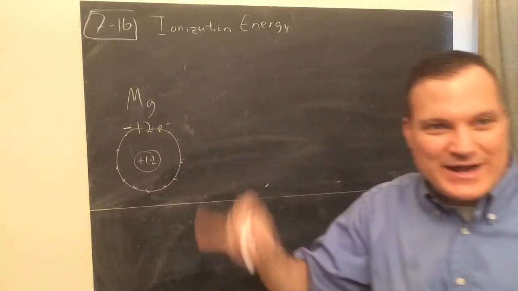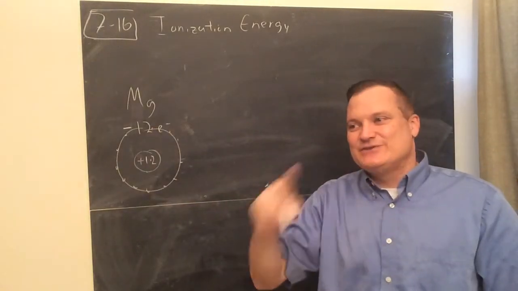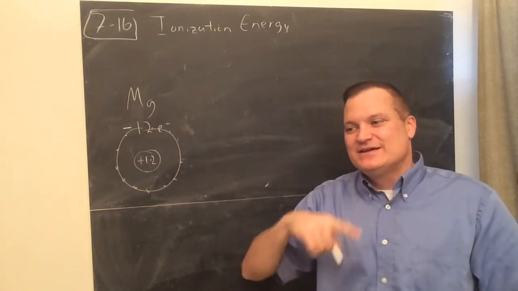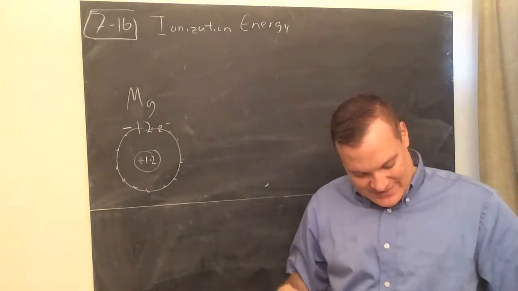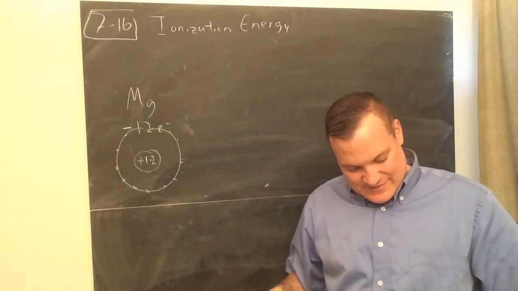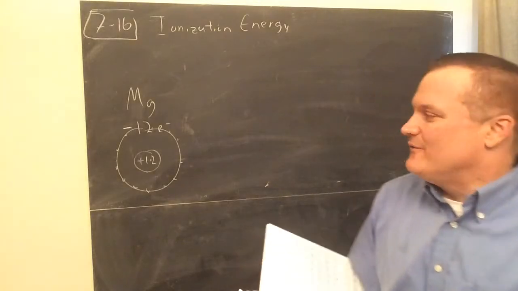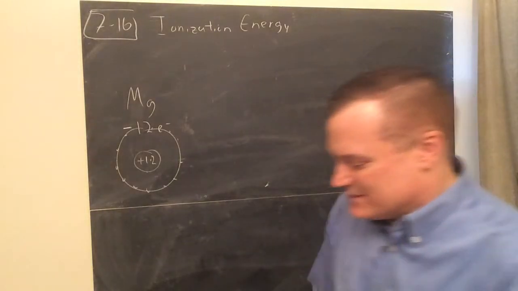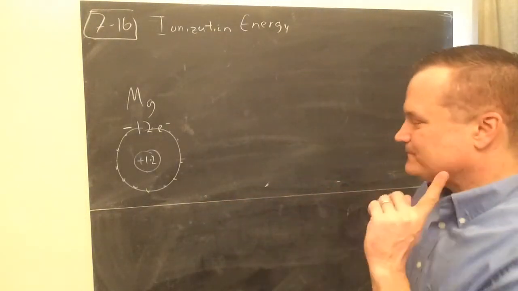Now that's not the way they're arranged. We know that it's 1s2, 2s2, 2p6, 3s2. Is that right? Yeah, that's what it would be. Well, I just did this for our purposes here. Okay, so here's the deal.